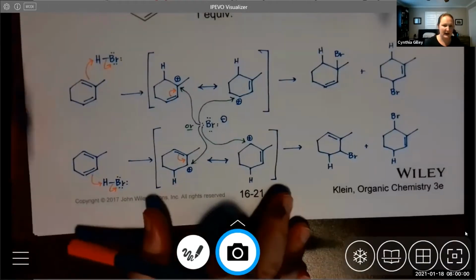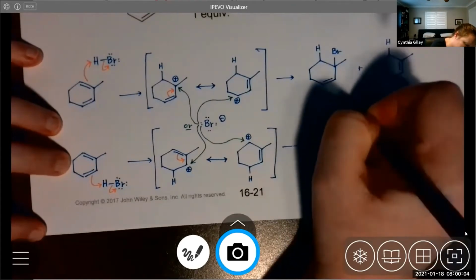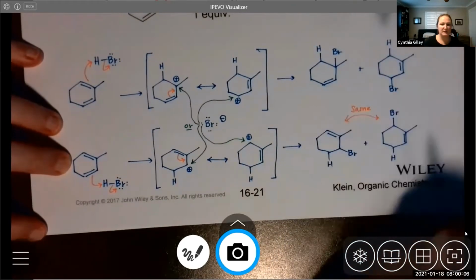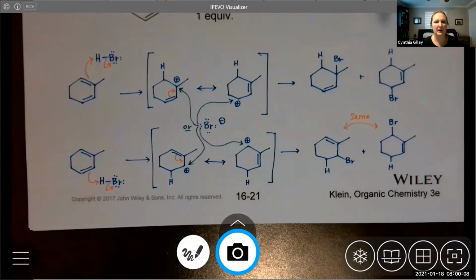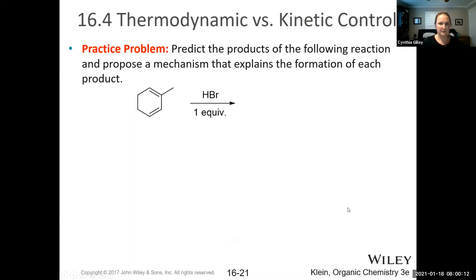Right back. So we're going to label these as same. Right, so there's really 3 different products. Okay, going back to the slides.